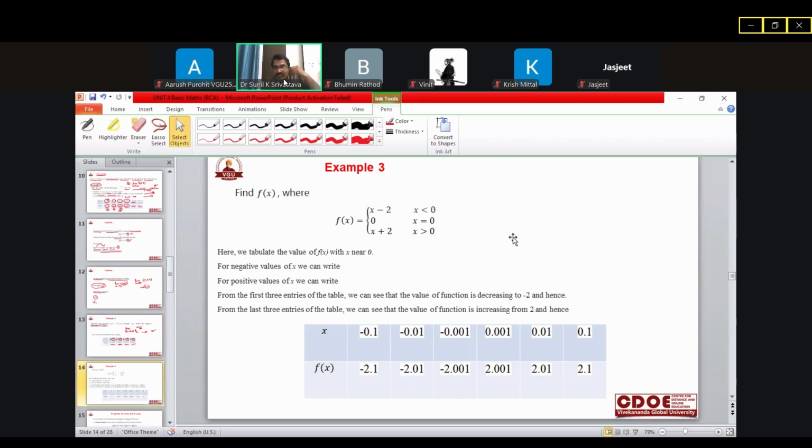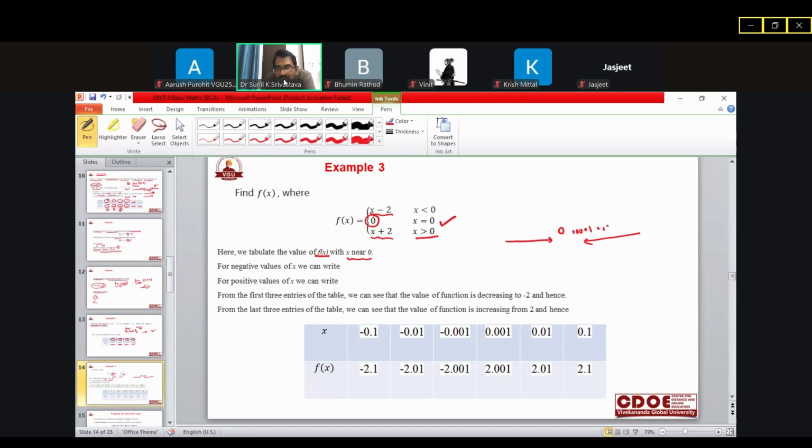Find the limit of the function where f of x is defined by x minus 2 when x is less than 0, 0 when x is equal to 0, and x plus 2 when x is positive. Here we have the tabulated values of x and f of x very near to 0. From the left you move here and from the right you move here.